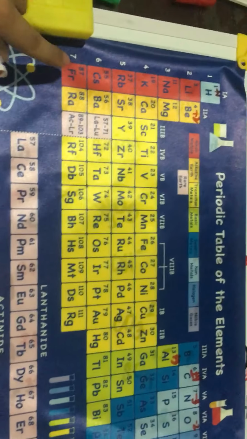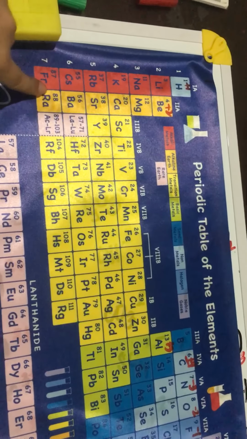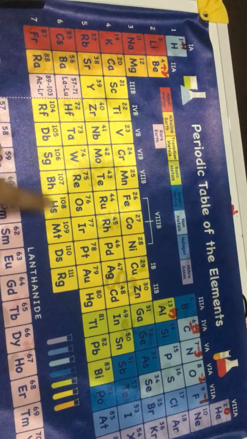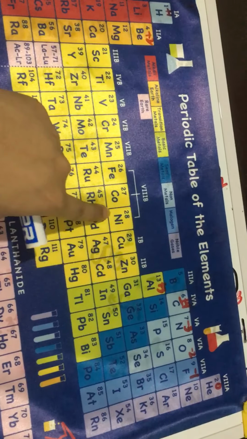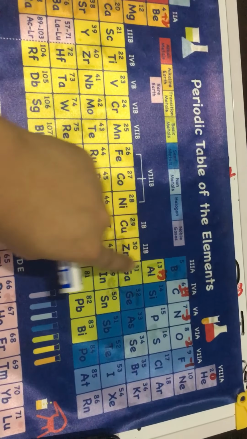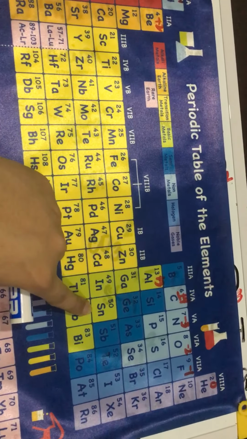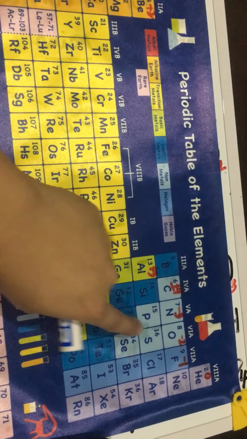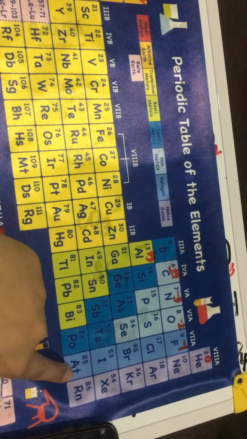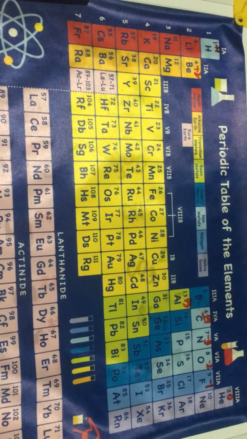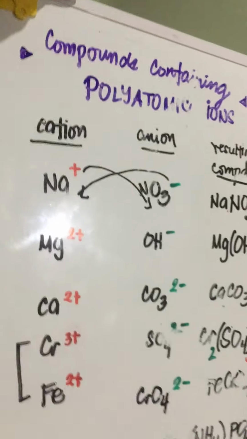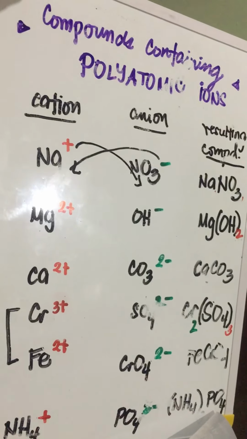Alright, so again, the pattern is +1, +2. These have variable charges, but the most common charge is +2, and then these are +3, plus or -4. After carbon, you have -3 charge, -2, -1, and then 0. Alright, so that is how we get the charges for the atomic ions that we had a while ago, okay, in these examples.